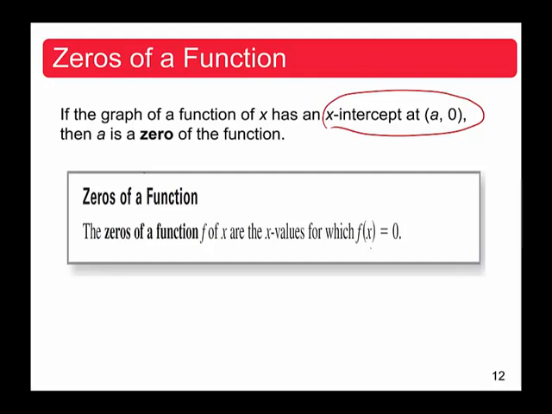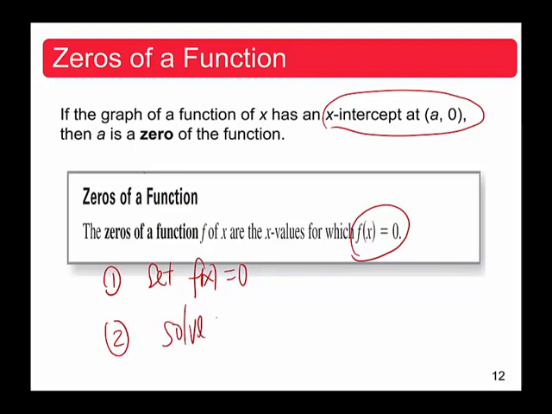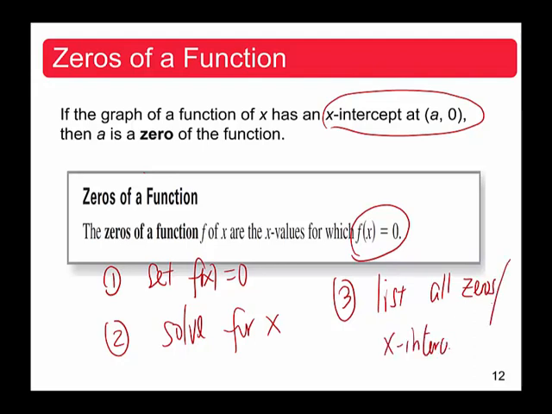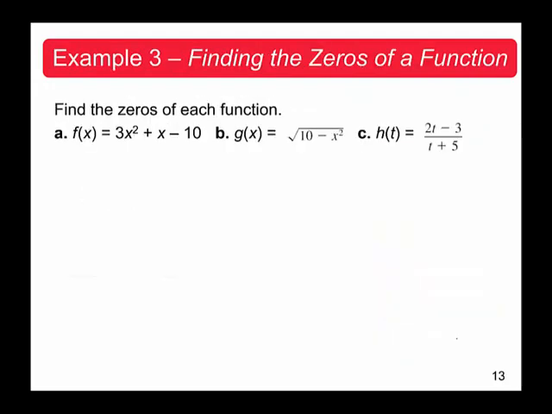So for zeros of a function f of x, we're setting f of x equal to 0 and solving for x. Step 1, set f of x equals 0. Step 2, solve for x. Step 3, list all the zeros. Zeros is also called x-intercept. Now let's find zeros of the following functions.